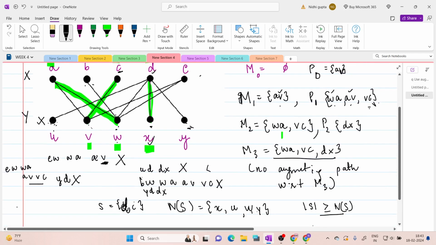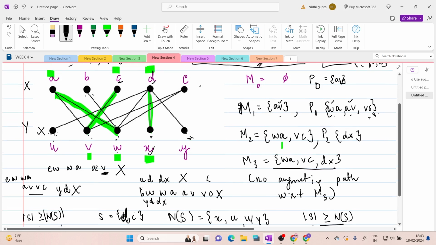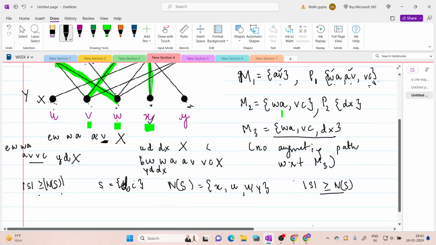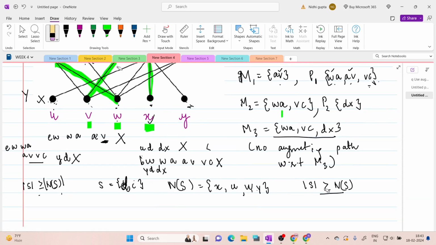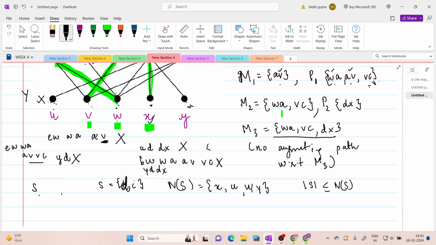Yes, so Hall's condition says that if order of S is less than or equal to order of NS for all S, sorry, I messed up, order of S is less than or equal to NS. If this is true for every S, then by Hall's theorem, it has a matching that saturates X.